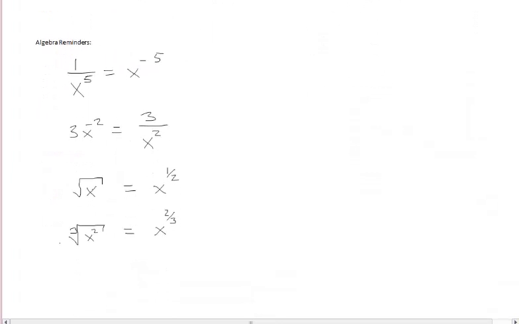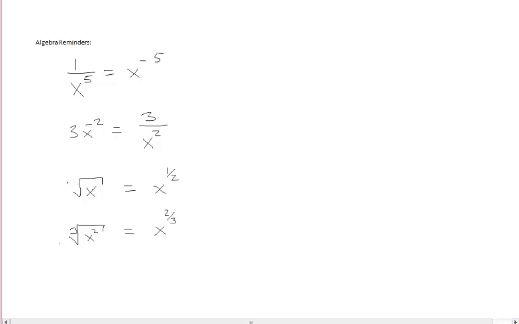I just wanted to go through some algebra reminders, how to move an exponent around. If we have 1 over x to the 5th, that's equal to x to the negative 5th. So if the exponent is positive in the denominator, it becomes negative in the numerator. We're going to need to be able to interchange them and write them both ways. My next example was 3x to the negative 2, which is equal to 3 over x squared, because the exponent was negative in the numerator, so it became positive in the denominator.